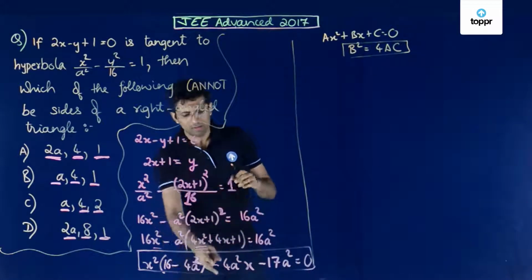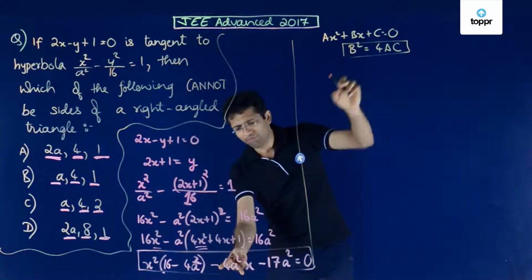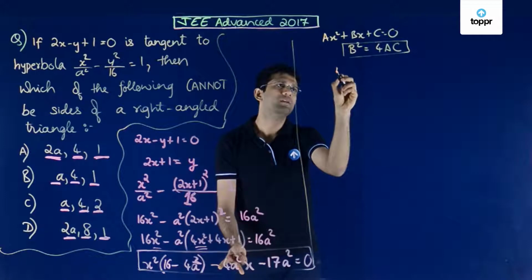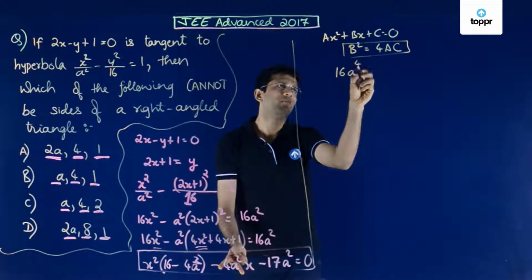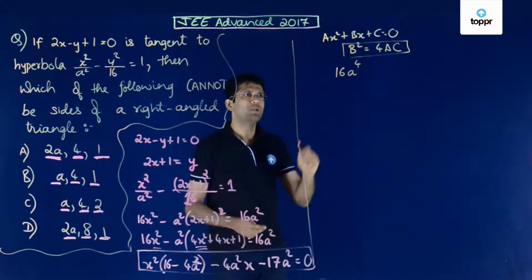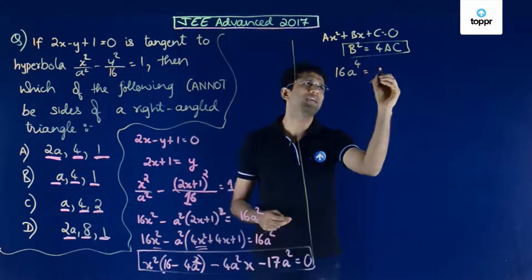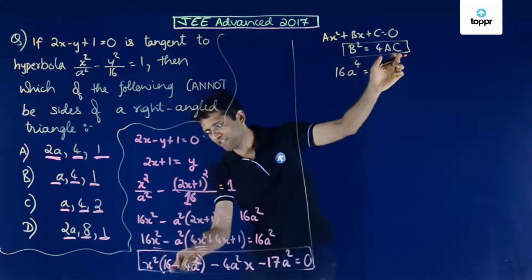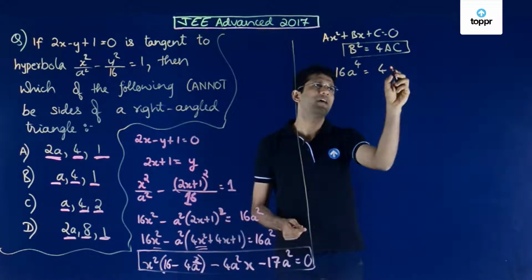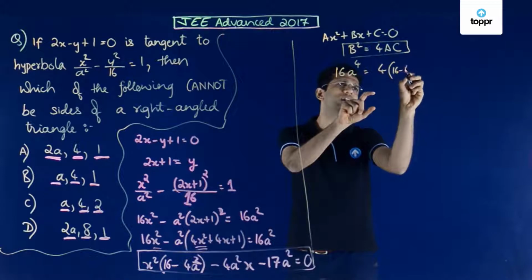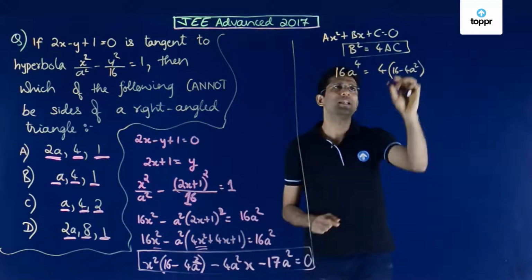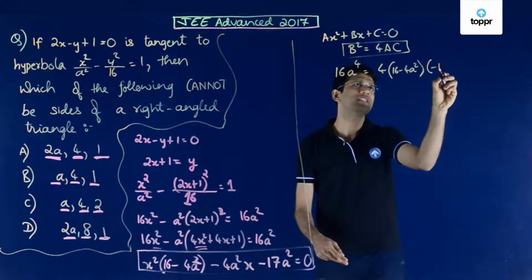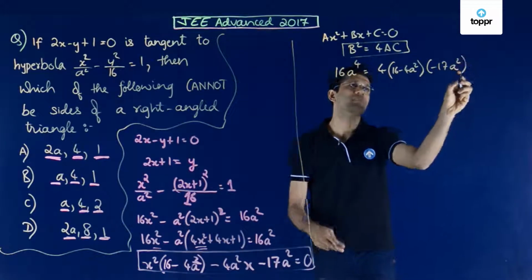In our case, our capital B is minus of 4a square. So if we replace capital B by minus of 4a square, we should get 16a to the power 4. Now, b square has been written and on the right hand side we have 4 into a into c. Now, our capital A is the coefficient of x square, which is 16 minus 4a square. So here I will replace capital A by 16 minus 4a square, and similarly capital C will be replaced by minus 17a square. So here I will write minus 17a square in place of capital C.